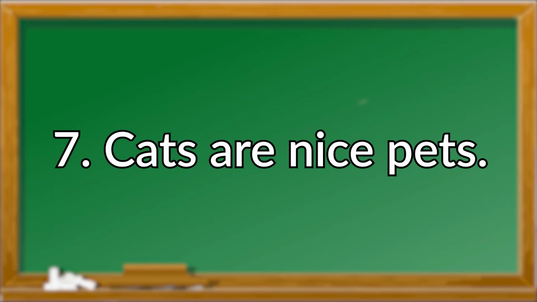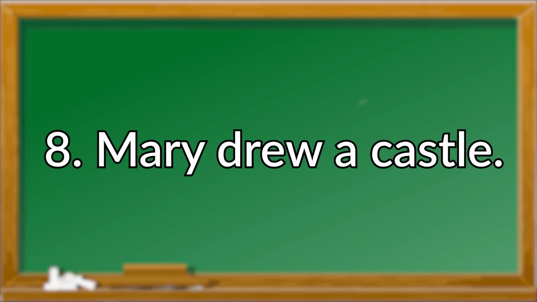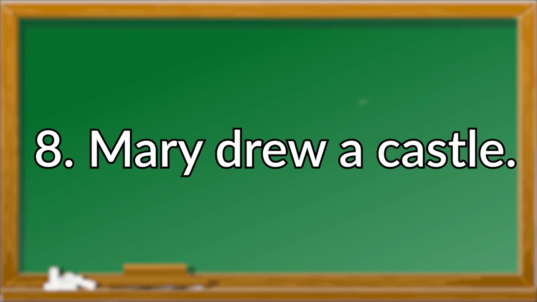Now let's go to number 7. Cats are nice pets. The underlined words are nice pets. Predicate. Number 8. Mary drew a castle.